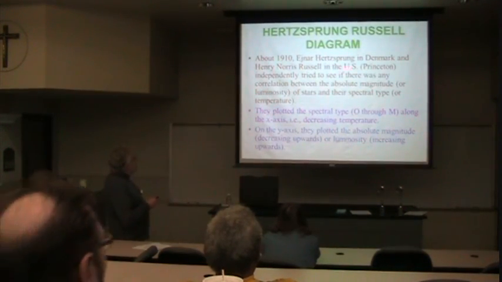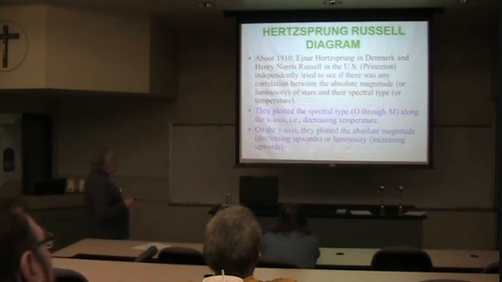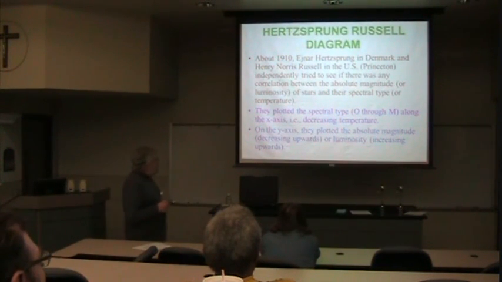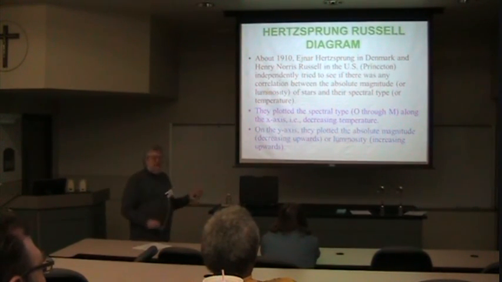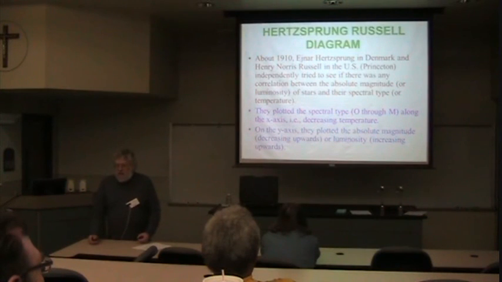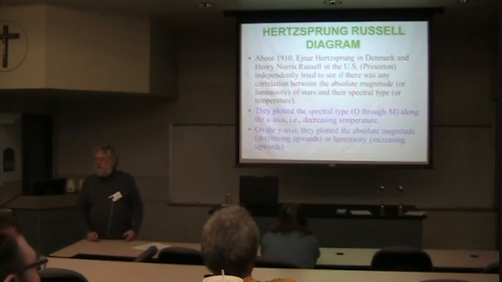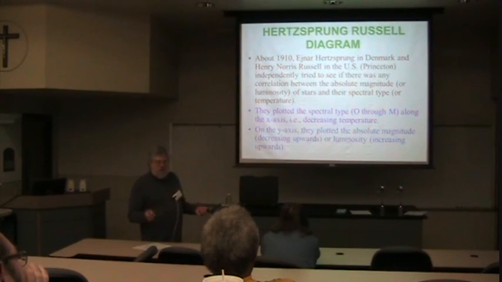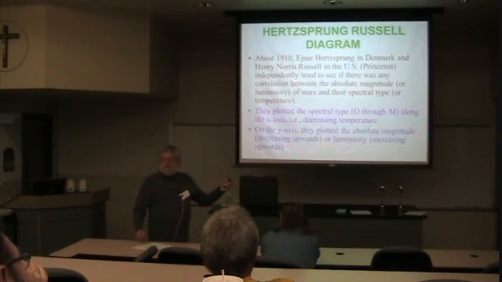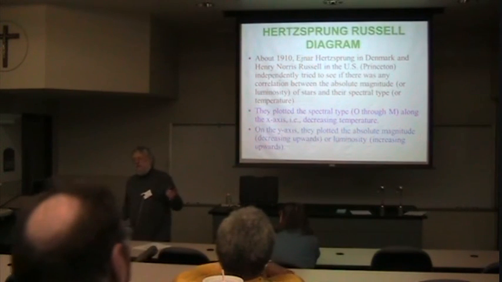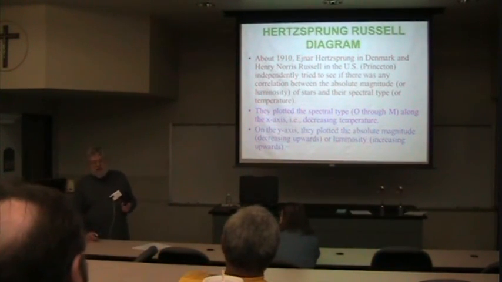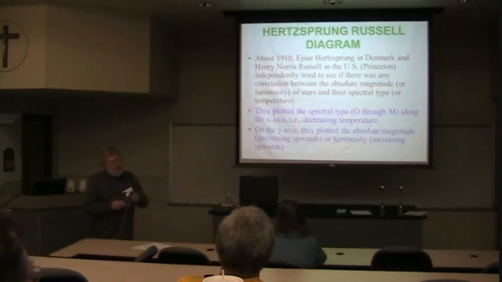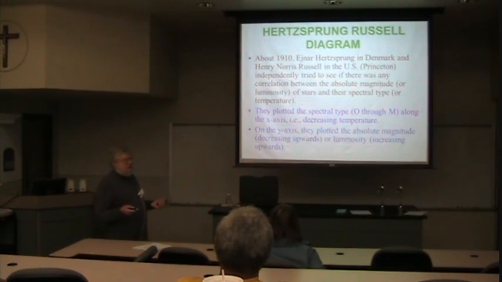I'll say about 1910, they tried to see if there was some correlation between the true brightness, absolute magnitude, or luminosity of stars. By then, distance measurements had been made on enough nearby stars that we knew how bright they really were. Because when you look at a star in the sky, it's a certain brightness. Well, that's due to two things: how bright it really is and how far away it is. That had been sorted out by 1910 for all of the nearest stars.